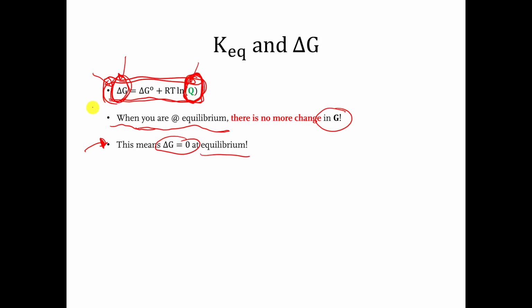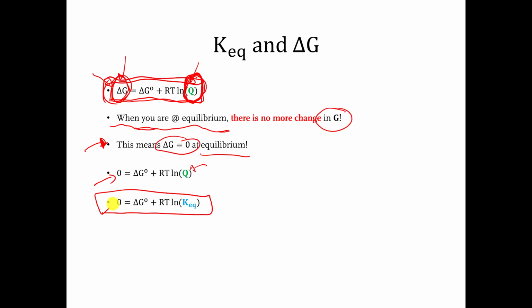If we do that, we put a 0 here, and we're going to put a KEQ here. Now we've put the KEQ in. We can use algebra, and we can get this and this on opposite sides of the equal sign. We can do this by subtracting RT natural log KEQ from both sides of the equation. On the right side, they will go away, and what that means is another equation, and here it is.